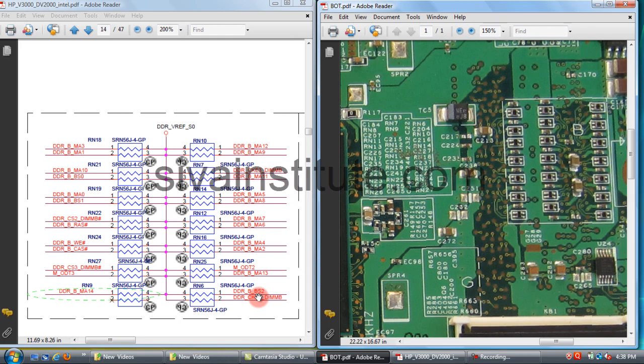This voltage goes to the GMCH through the slot. If any resistor is open, a no display fault will come.